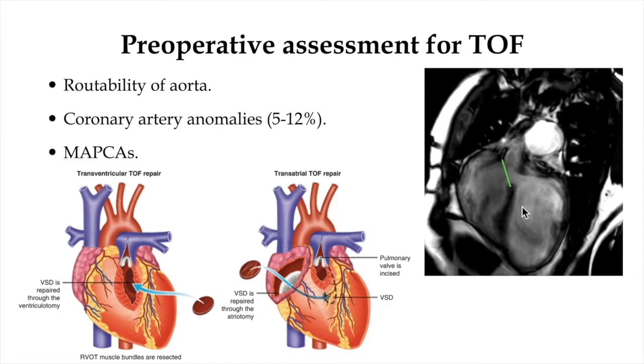The second important factor is the coronary artery assessment. 5 to 12% of cases of TOF have associated coronary artery anomalies. Not all coronary artery anomalies are significant in deciding the surgical approach. However, if there is a prominent coronary artery or a branch of a coronary artery which is anterior to the RVOT, it is considered a significant coronary artery anomaly to decide the surgical management of TOF. As we have seen in the surgical management, we enlarge the RVOT with a patch repair.